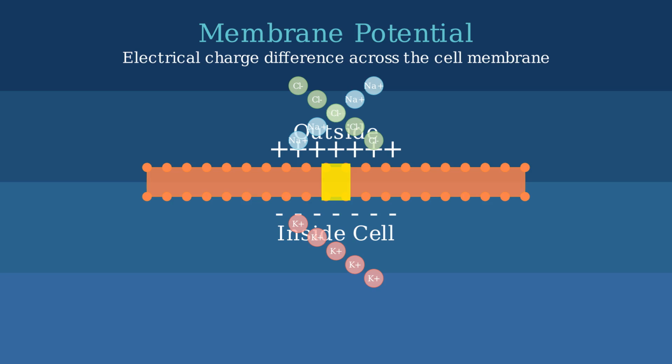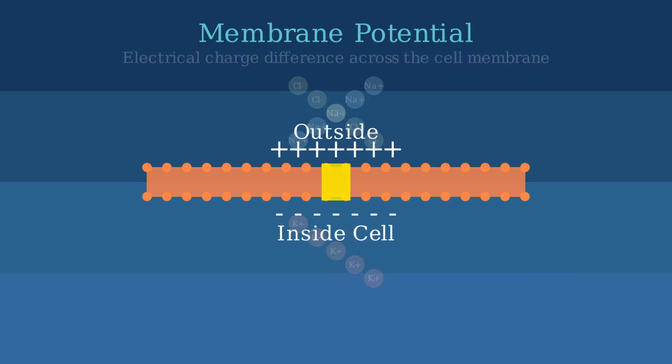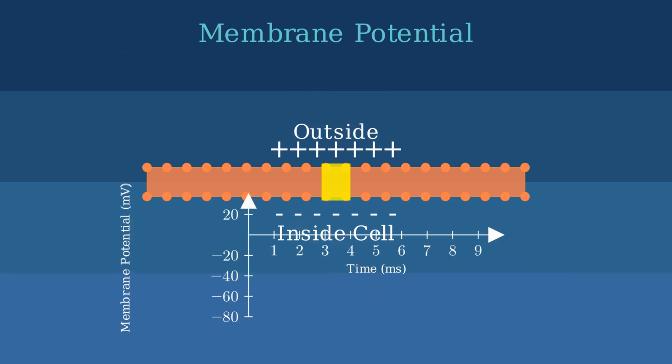This electrical gradient is maintained by the unequal distribution of ions. Sodium and chloride ions are more concentrated outside the cell, while potassium ions are more concentrated inside. This membrane potential is essential for nerve impulse transmission.